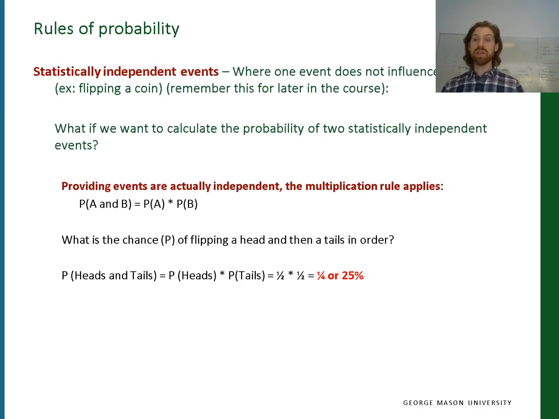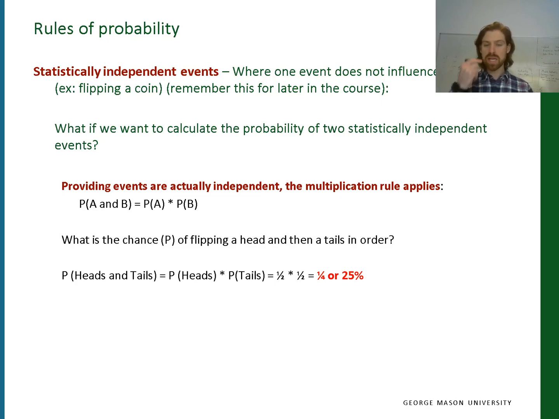Statistically independent events are where one event does not influence another event, and I'm going to keep coming back to this as a really important part of probability. It's going to be really prominent in what we do later in the course, because many of the more advanced statistical techniques we use have this assumption of statistical independence within them. If I flip a coin and get a heads, and then flip the coin again, the second toss is not influenced by the first toss. This is really important.